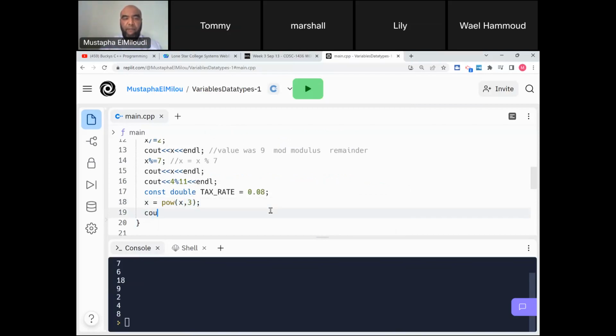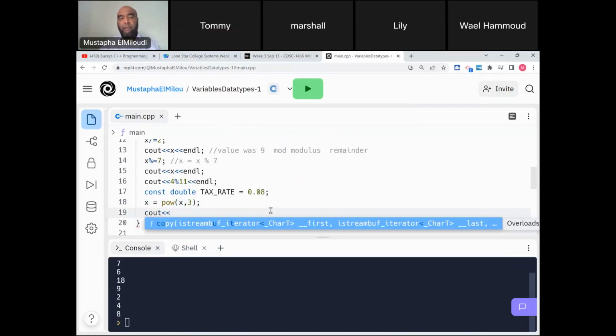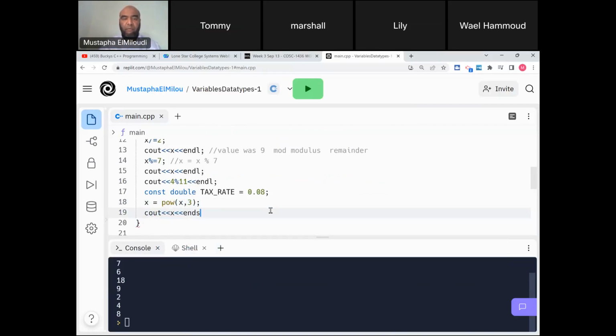So now if I print x, what do you think? What value am I going to get? Let's see. See, now the value of x from now on is 8. Why? Because it was 2, but I raised it to the third power, and I saved it. See, I saved it into x. So the new value of x is 8.